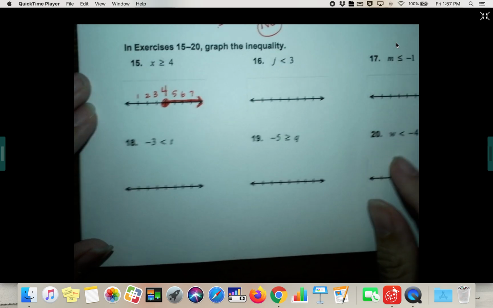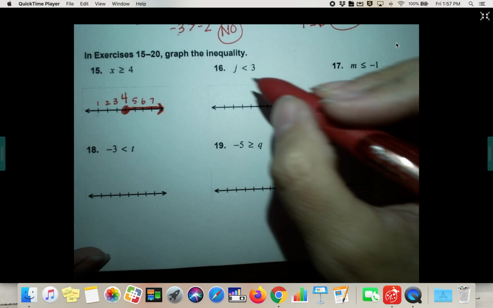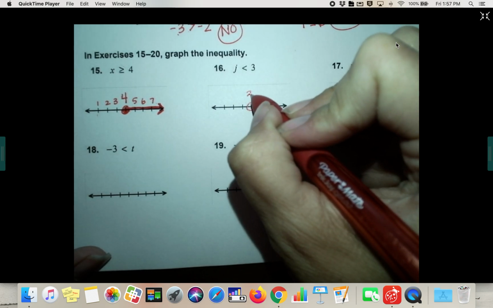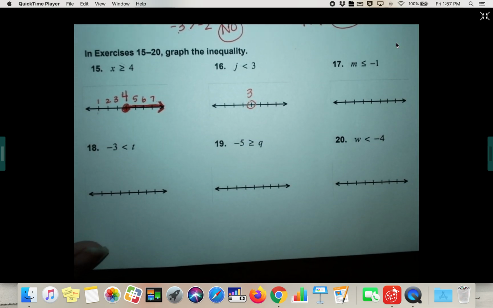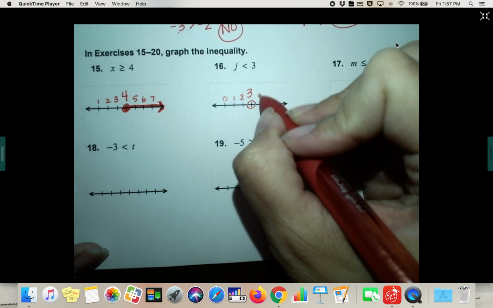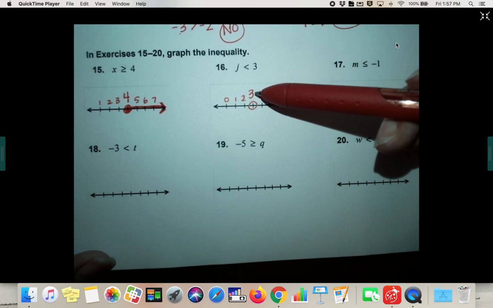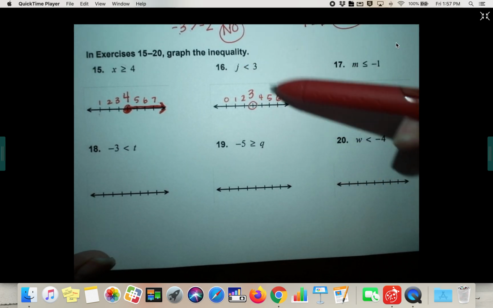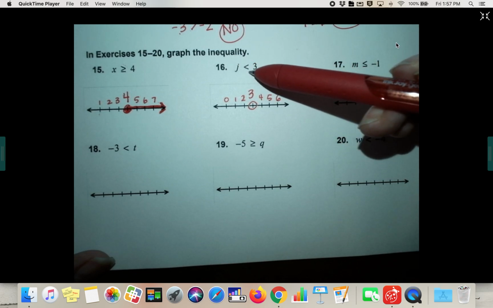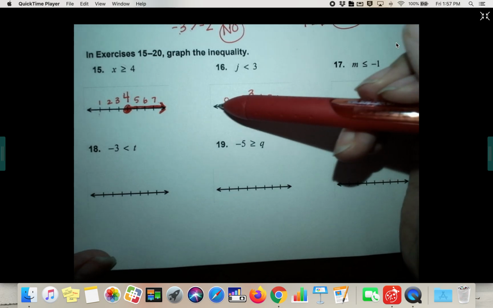Okay, let's try number 16. J is less than 3. Well, first of all, I want to put a bubble with a 3 because that's the number we're talking about here. This would make it 2, 1, 0. These numbers would get bigger, 4, 5, 6. So we're looking at 3. And I want you to represent this number line with J being everything less than 3. Okay, less than 3 gets smaller than 3.